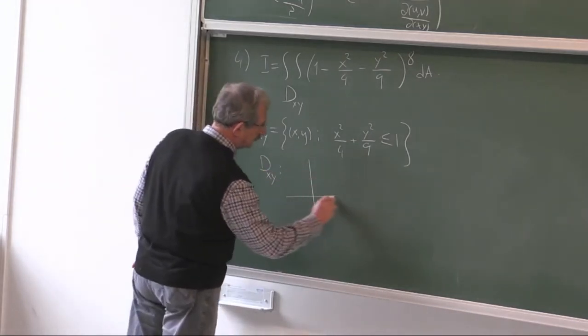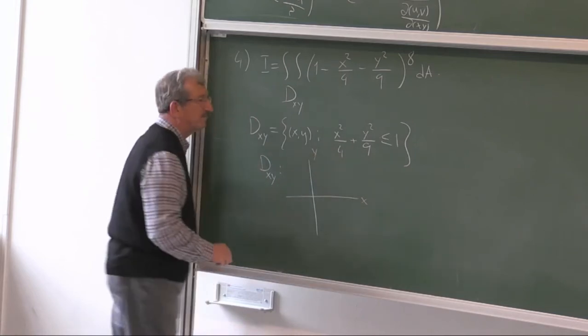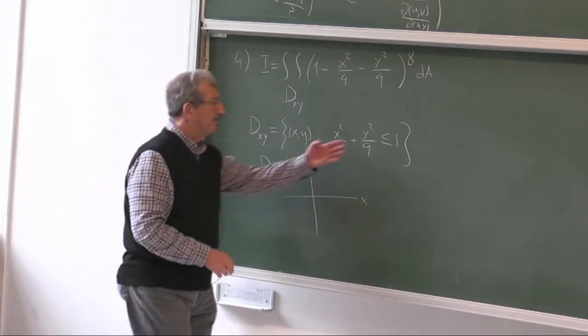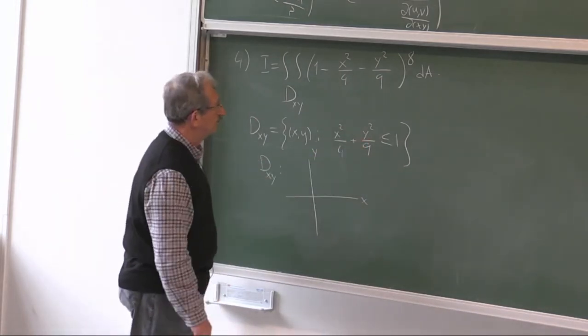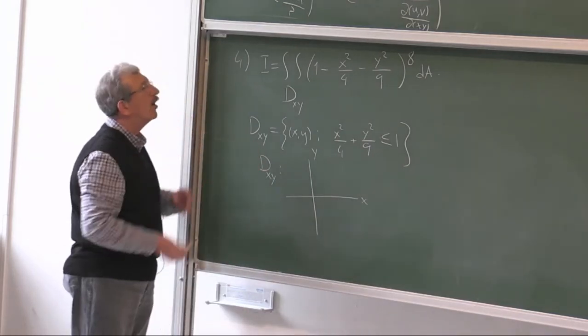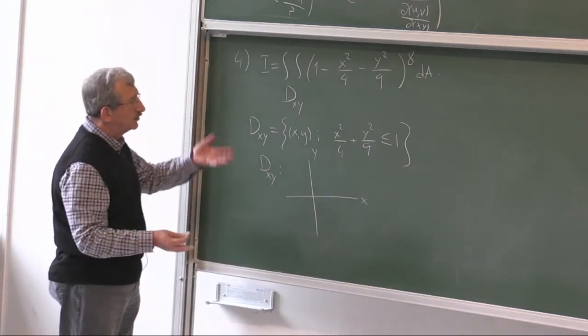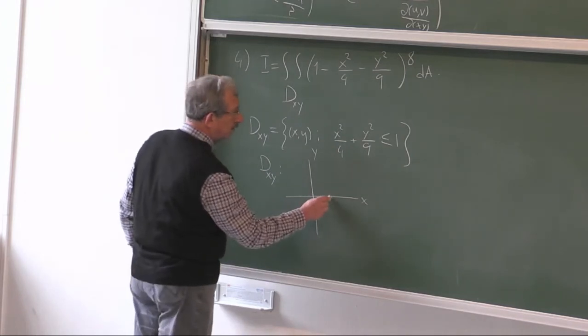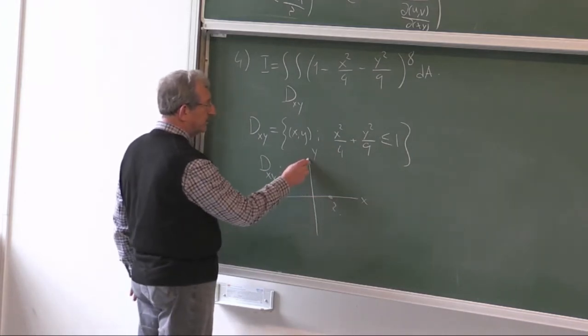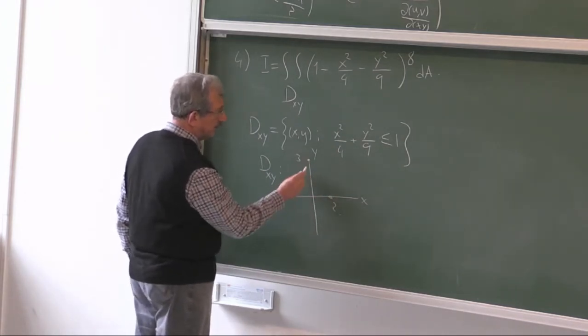It's not necessary to sketch this at this point, but let me just sketch it. Okay, if you sketch the equality case, when x is 2, y will be 0. When y is 3, x will be 0. So it is something like this.